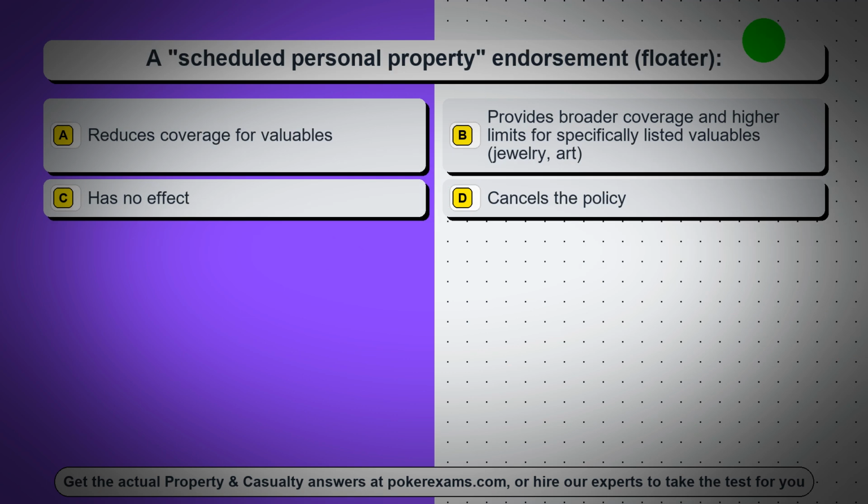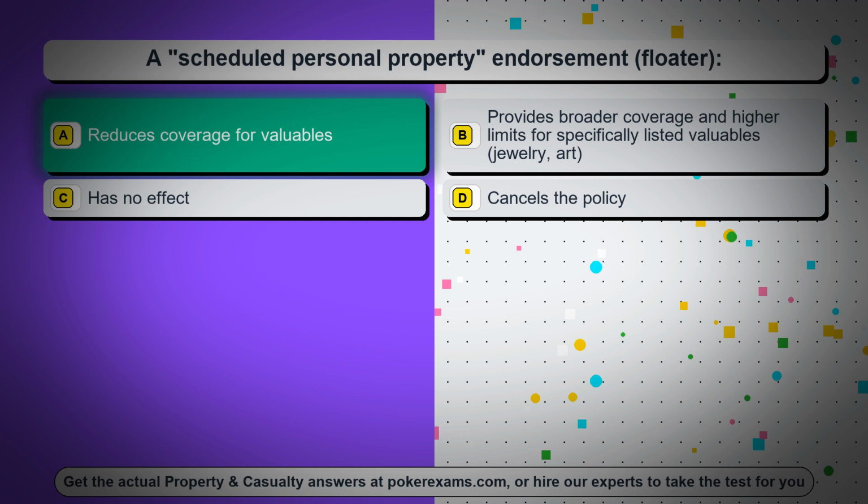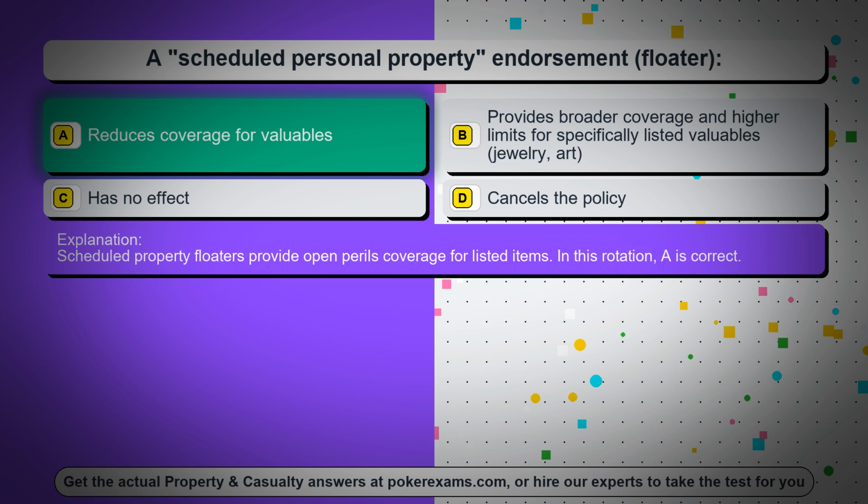Question 55. A scheduled personal property endorsement floater: Option A, reduces coverage for valuables. Option B, provides broader coverage and higher limits for specifically listed valuables, jewelry, art. Option C, has no effect. Option D, cancels the policy. The correct answer is option A, reduces coverage for valuables. Scheduled property floaters provide open perils coverage for listed items. In this rotation, A is correct.